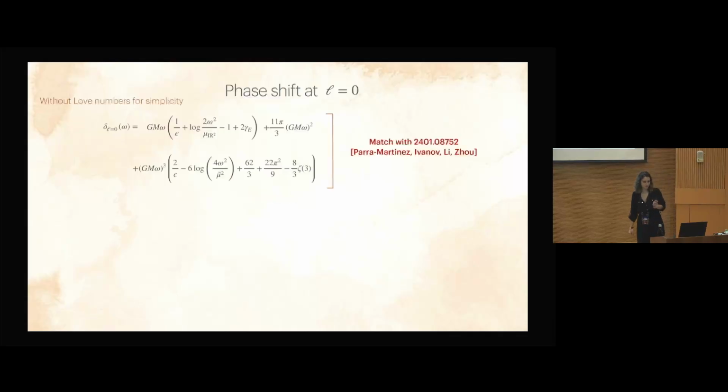For the last 5 minutes, let me show you our results. This is the phase shift at L equals 0, and I'm turning off the Love numbers just to not crowd out the slide, but we also have them. The phase shift up to G cubed, we match with the results from this paper. And since we're now able to automatize and go to higher G, we are able to get some predictions at G to the 4.